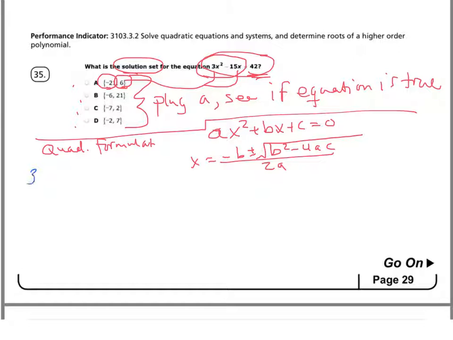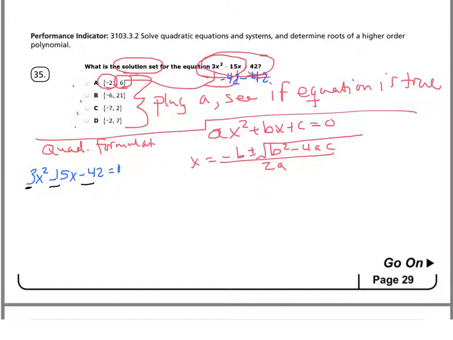So that means I'd have 3x squared minus 15x. And to get that 42 over there, I would have to subtract 42 from both sides. So it would end up with -42 equals 0. So that means 3 is my A, -15 is B, and -42 is my C.